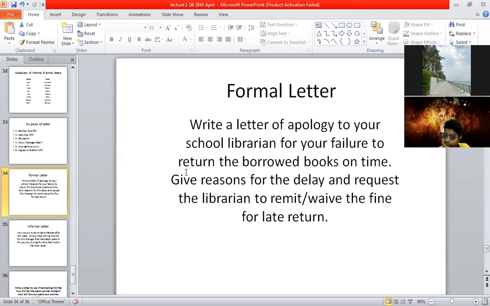You know the letter pattern? You will start with examination hall, then comma and city ABC. You know all about it. So in this way, you will complete this letter. First of all, you have to tell the reason for not returning the books, for the delay, and then you will request the librarian to remit the fine. Okay, so this is the order. Firstly, the reason, and then the request.